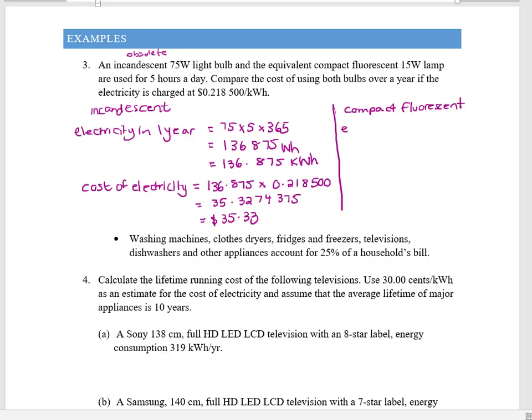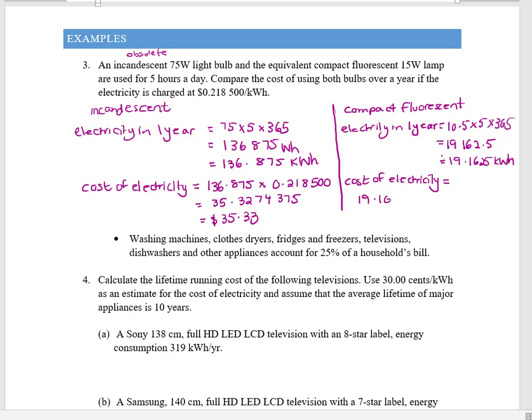Now for the compact fluorescent, electricity in 1 year is 10.5 times 5 times 365. So I get 19,162.5 watt hours, which is 19.1625 kilowatt hours. So I divided by 1,000. The cost of electricity used is 19.1625 times the cost, 0.2581. And I get 4.9458, etc., which is $4.95. So you can see why we have moved to the compact fluorescent, because they cost us significantly less money.